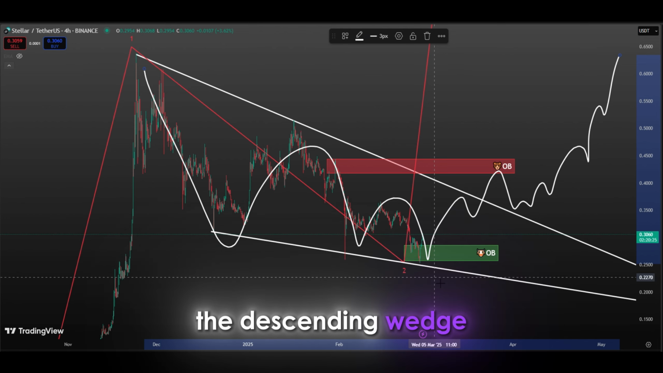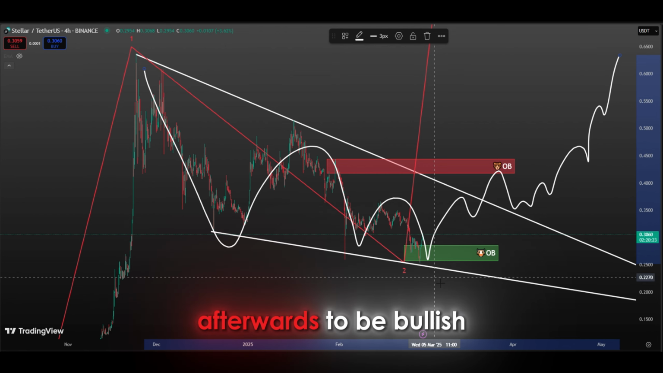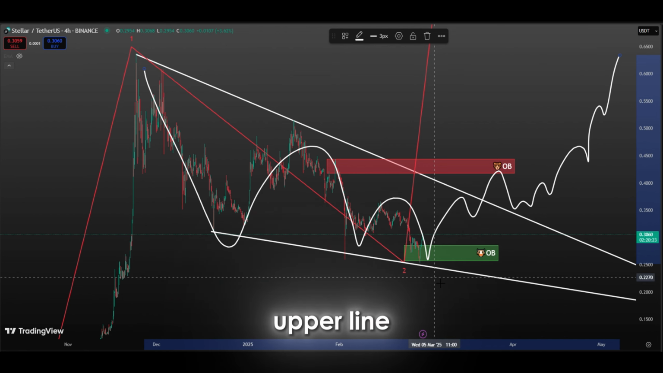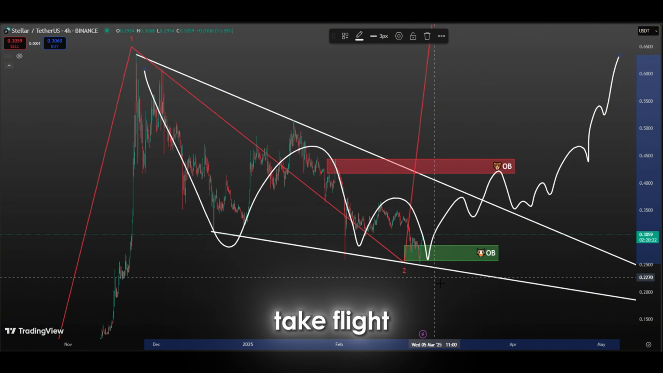The descending wedge usually appears at a stage when the market continues to move in a bearish direction, but this pattern signals a strong upward movement afterwards. To be bullish, the pattern needs to break its upper line and then retest it. After that, it is ready to take flight.